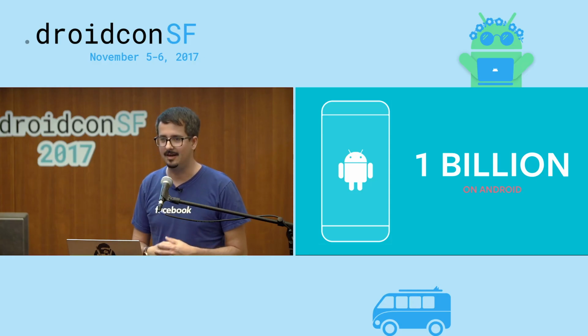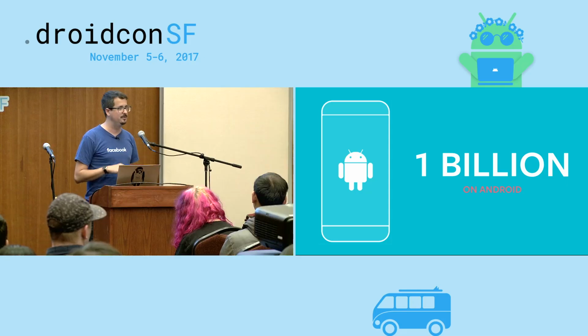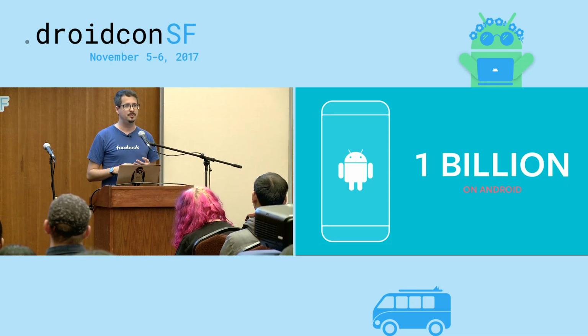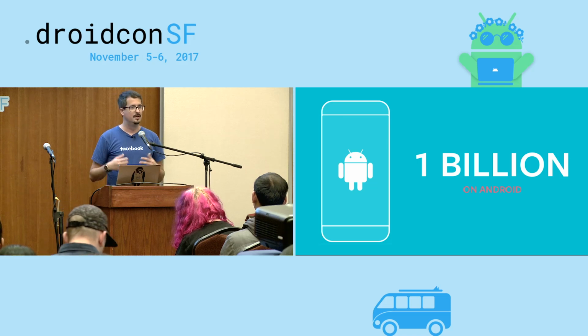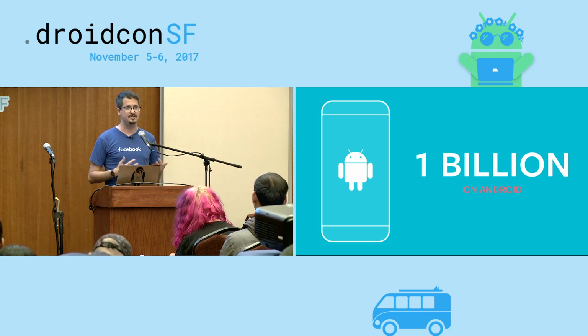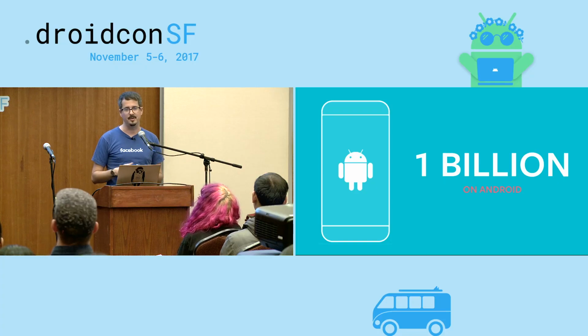We also have to care about low-end phones. We also have to care about people with really flaky network connections and so on. So it makes for a big challenge to perform well across all these very different kinds of devices and different usage patterns in different countries and so on.